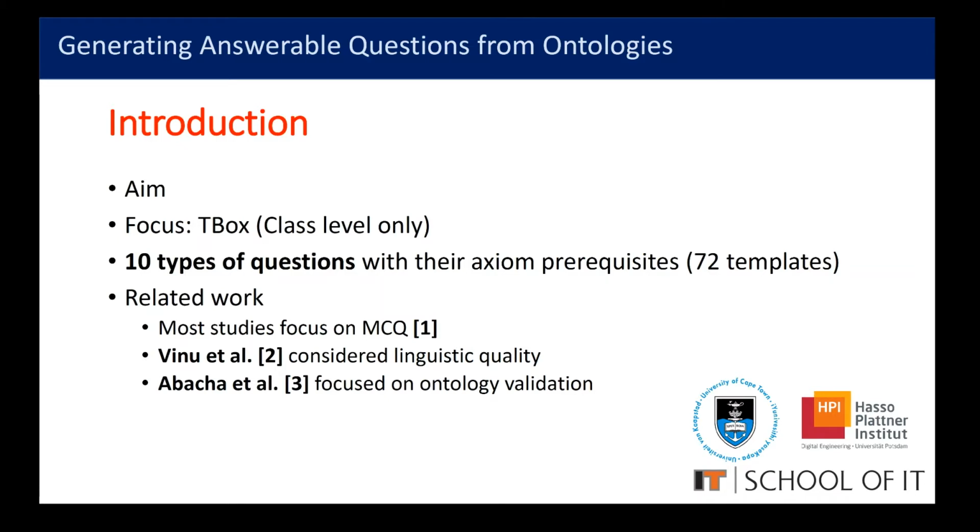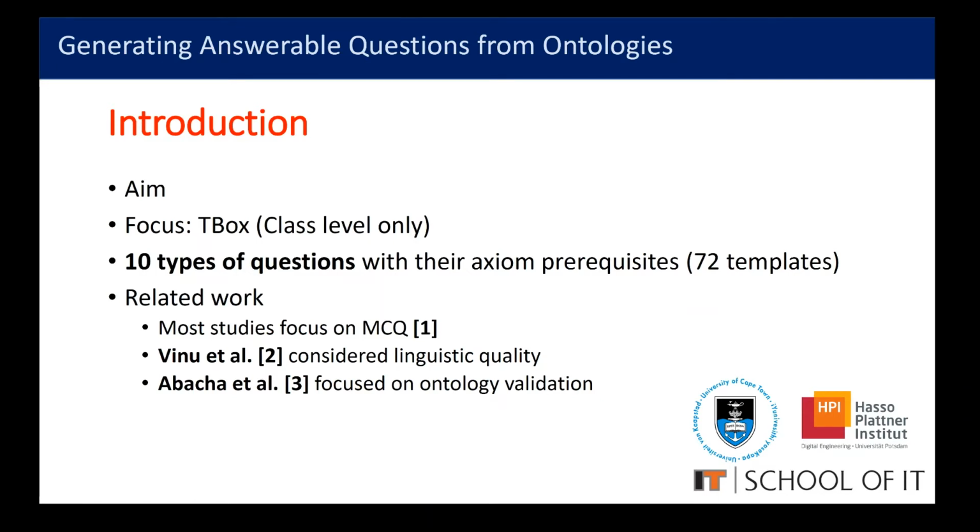We can generate questions for education or ontology validation, for instance. Questions can be generated from instance or type level information, A box or T box. In this study, we zoom in on the T box and focus on educational questions. Most of the studies focus on MCQ, especially on the generation of distractors.